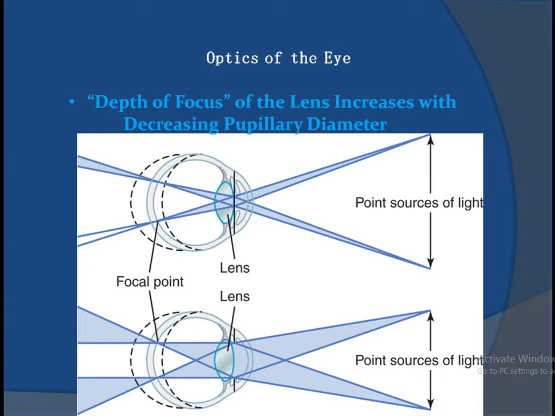If the pupillary size is small, you can see intense sharpness of the vision here as compared to this one. This can happen in the daylight, sunlight, and this will be the situation in the darkness.